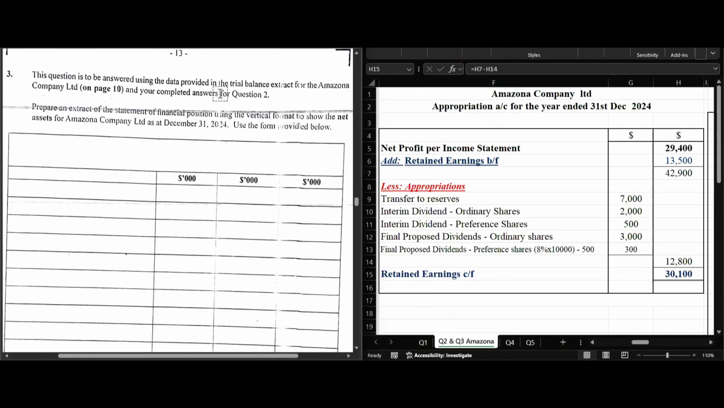Questions are to be answered using data provided in the trial balance extract on page 10, and your complete answer for question 2. So take your data from question 2 and prepare an extract of the company's statement of financial position, vertical format, to show the net assets for the company at 31st December 2024. Use the form provided below. Notice it doesn't ask for the full statement of financial position, it simply asks for an extract. The extract is to show the net assets, which is usually the top part of the statement of financial position.